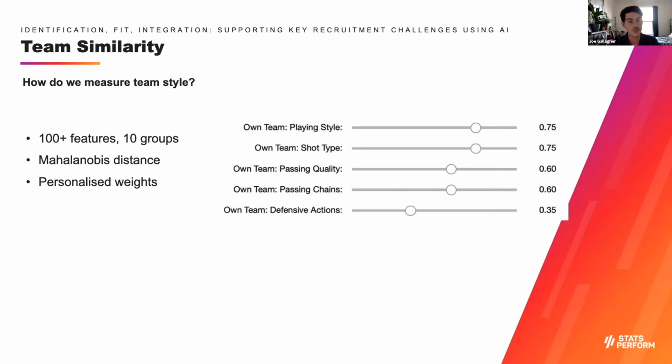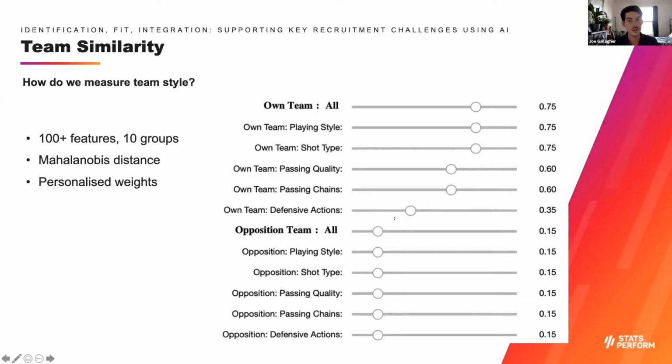But what we've done is define 10 groups of features. So here we've got, say, playing style. All our 8 playing style features have been condensed into one group of playing style, and we can attach a weight between 0 and 1 here. For this example, thinking of Doku or a winger that we might bring in, we've assigned a relatively high weight to playing styles and to shot types, a little bit of a lower weight to passing quality, motifs and chains that we're involved in, and a much lower weight to defensive actions.